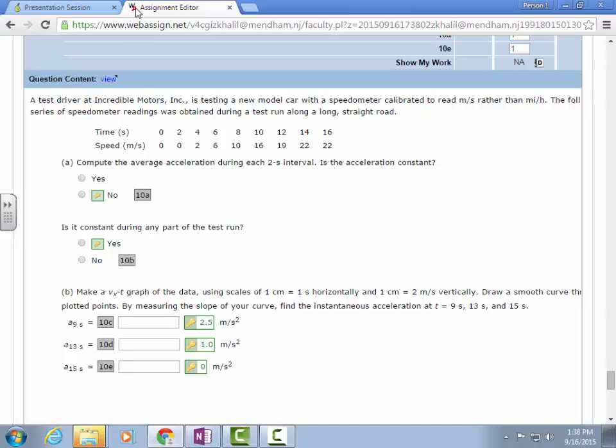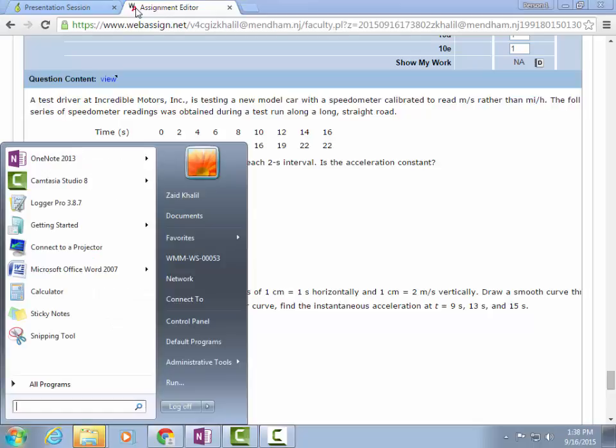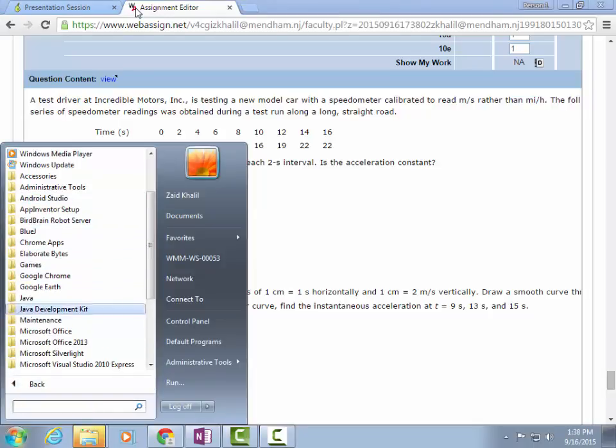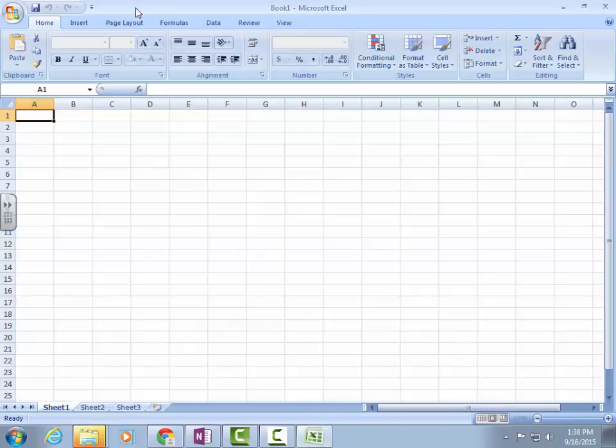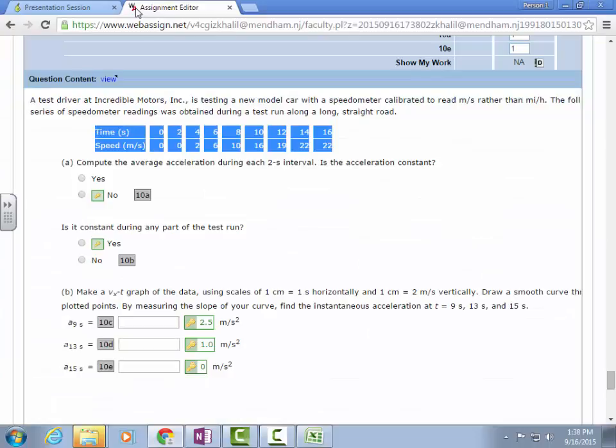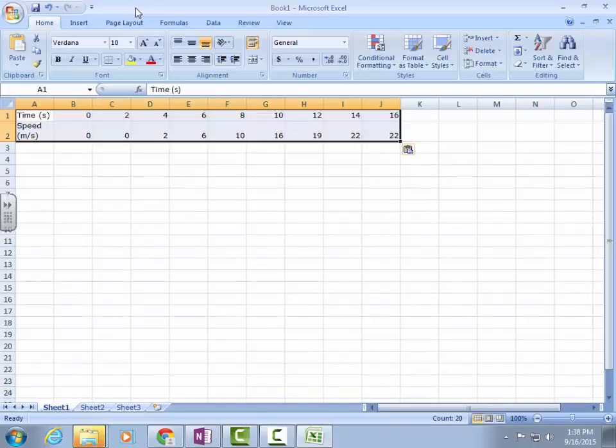This one. Is that the one you're talking about? All right. So what I would do is this. I'd open up Excel. Okay? And I would exploit the fact that this is in digital format to do this. So I copy that, I paste it, right?